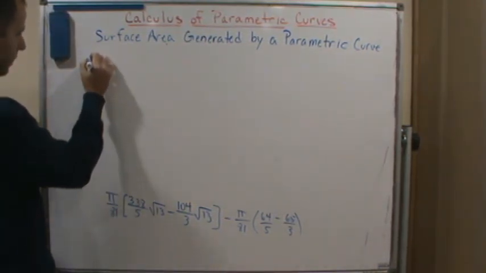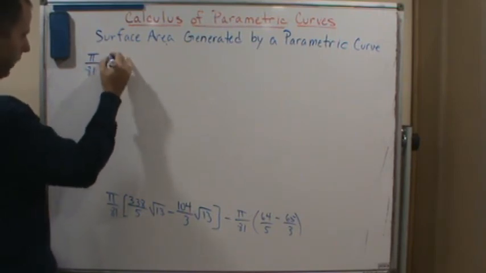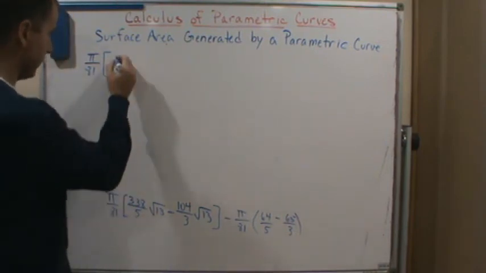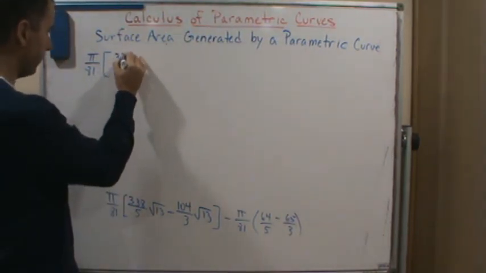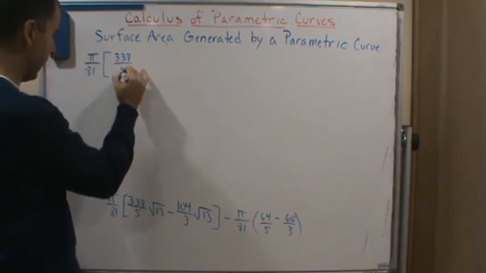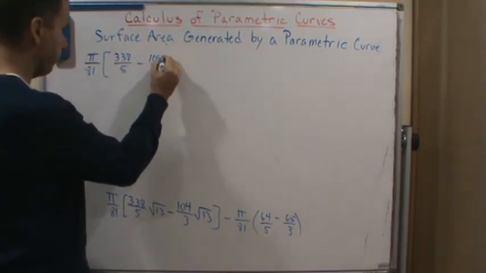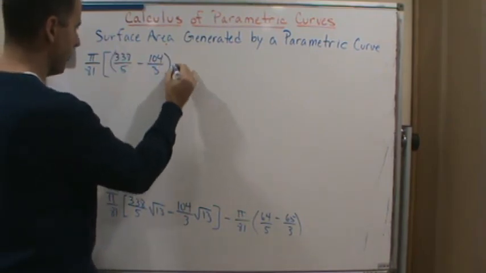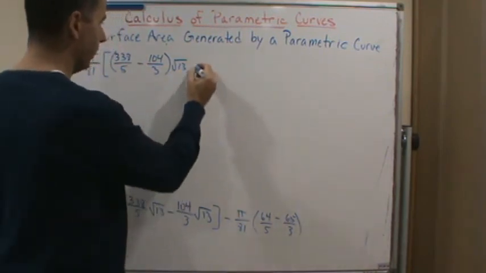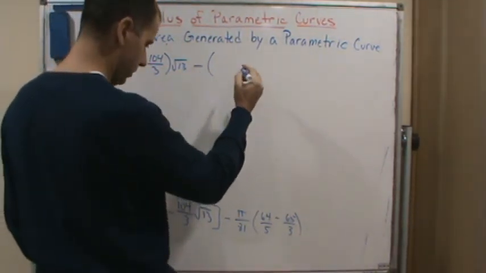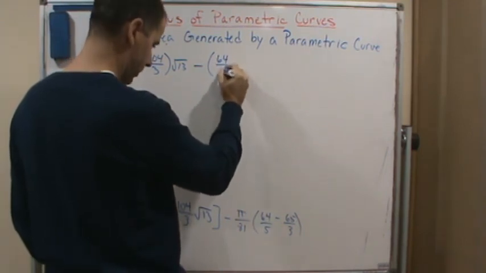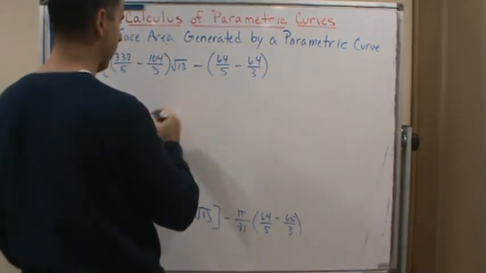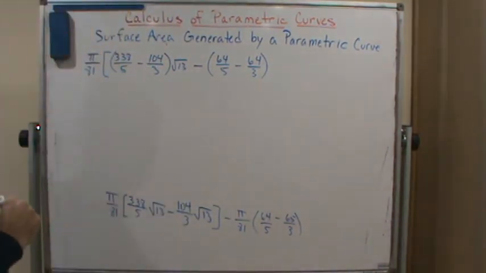Okay, so I'm going to factor out the pi over 81. And so what does this end up giving us? This gives us 338 over 5 minus 104 over 3, times the square root of 13, minus 64 fifths minus 64 thirds. Okay.